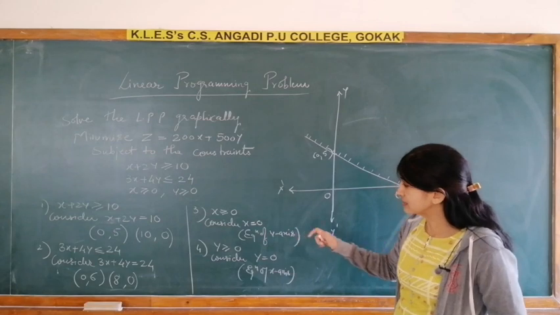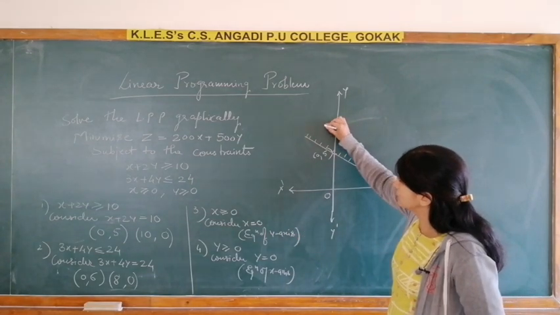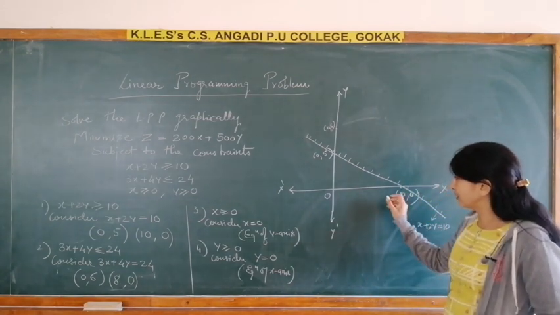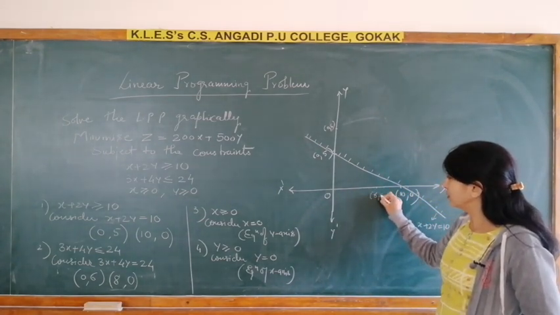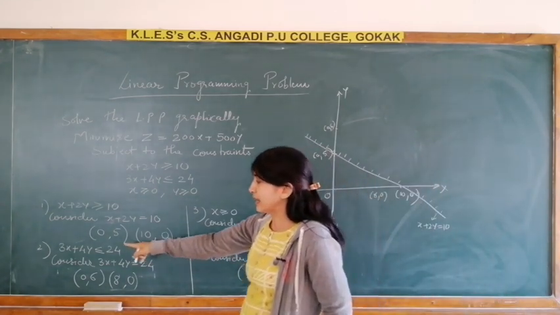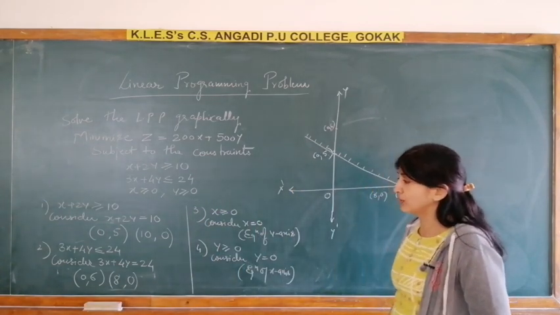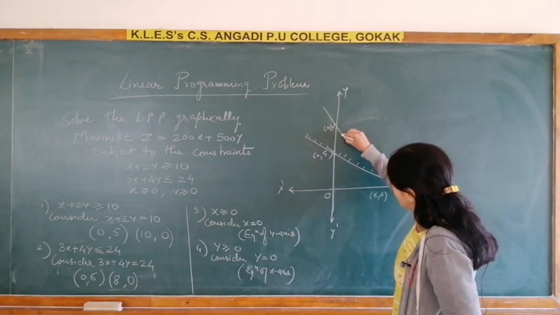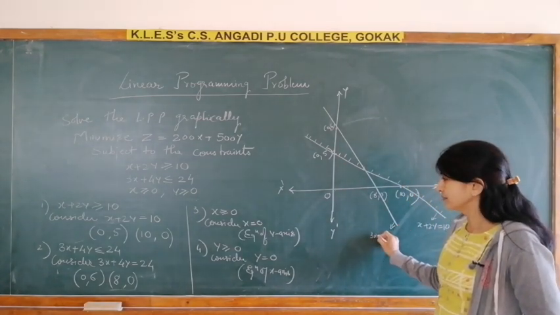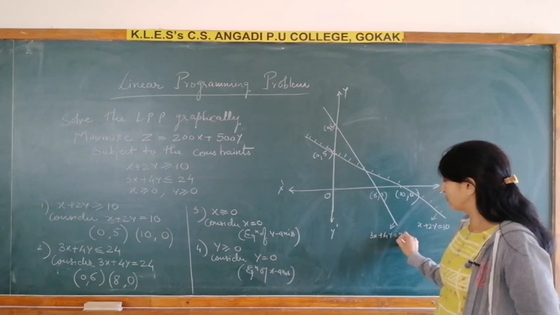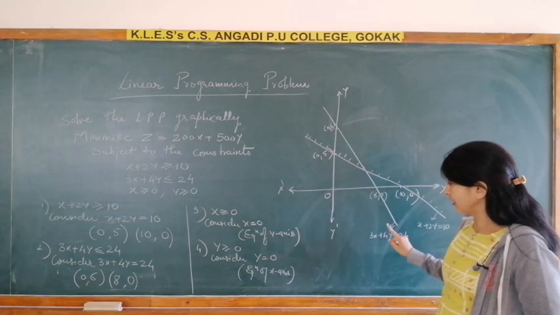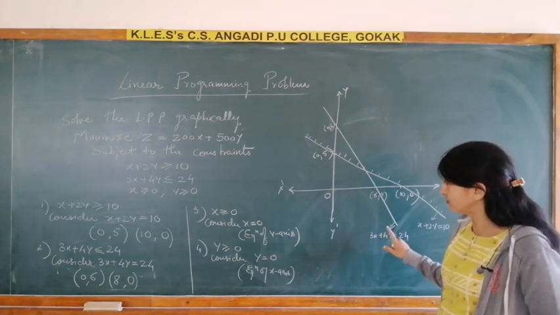What is the second? 0, 6. So this is 0, 6. Next is 8, 0. If you are taking 10 here, then 8, 0 is this side. Again, when you join these 2 points, the slack inequality is there, less than or equal to. So we have to take a dark line. So this is the equation 3x plus 4y is equal to 24. Plot the points, draw the line. Don't forget to write the equation of the line.